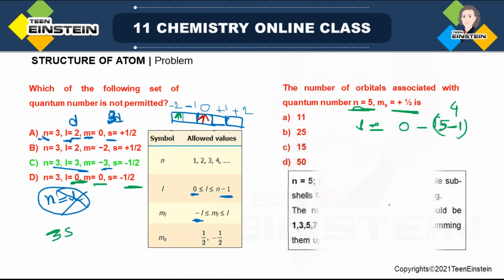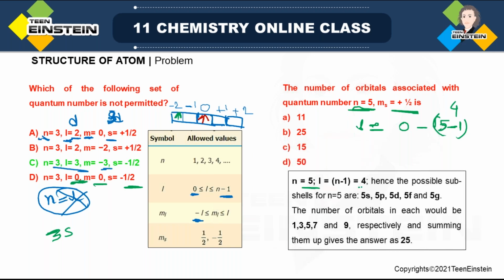When n is 5, l total will be 4. So why is it written so? Because these are the possibilities: 0, 1, 2, and 3. So these are the 4 possibilities. Now 0, 1, 2, 3 means it is s, this is p, this is d, this is f.